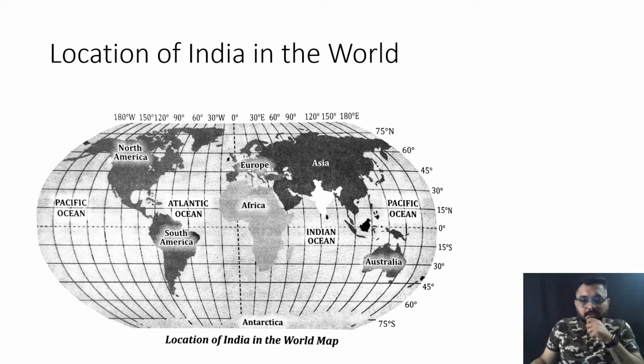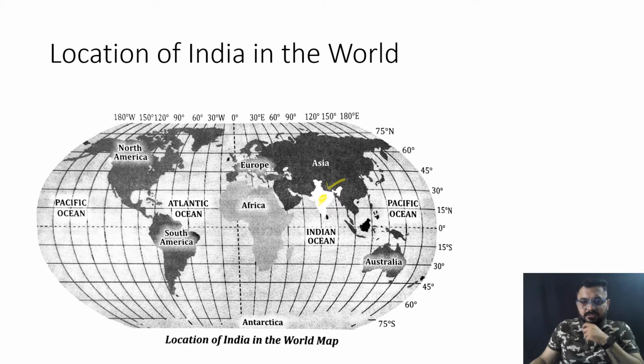Okay, so here you can see, children, we can locate India. I'll just try to locate it with the help of the marker. As you can see, this black colored region is Asia. In this Asian continent, you can see that here we have our country, India. Okay, so this is India, and you can see that India is on the northern hemisphere.